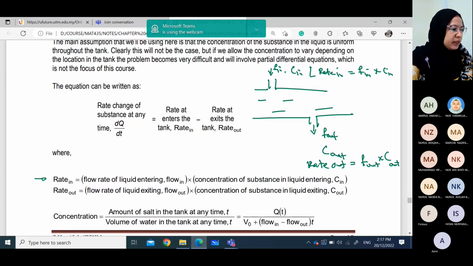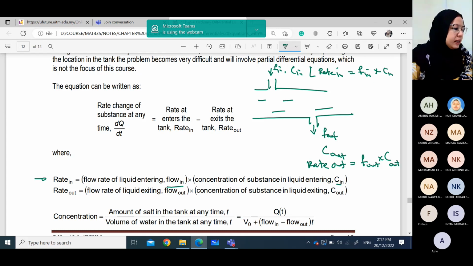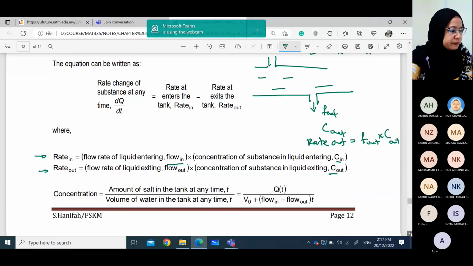Look at rate in. Rate in is the flow rate of liquid entering, which we call flow in, multiplied by concentration in. Concentration in means the concentration of substance in the liquid entering, yang tadi kita masukkan tadi. And for rate out, we have flow out multiplied by the concentration of substance in the liquid exiting, which is C out. In order to calculate C out, we use this formula.